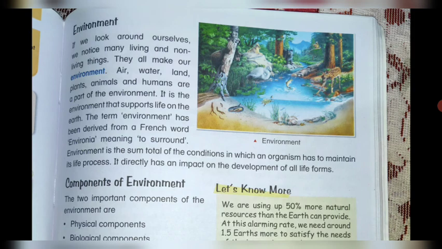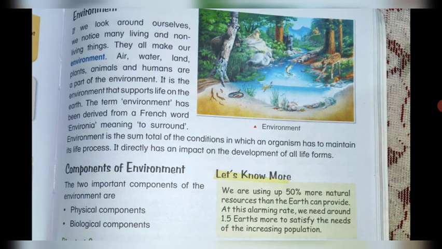We also see various kinds of animals, like tiger, leopard, deer. All are included in our environment, as well as air, water, land, plants, animals, humans. We are all parts of our environment. It is the environment that supports life on the earth; that's why our lives on the earth are supported.